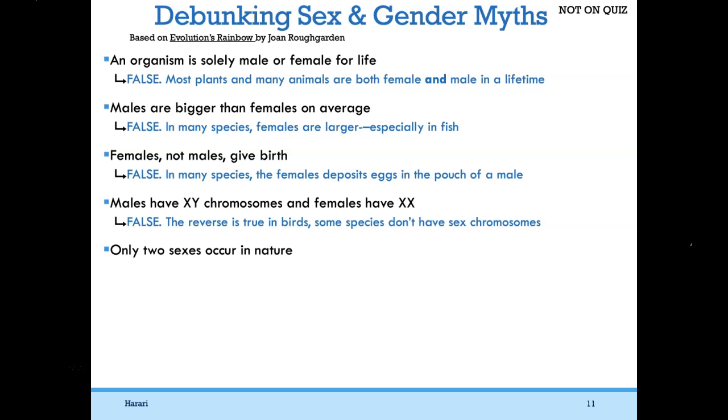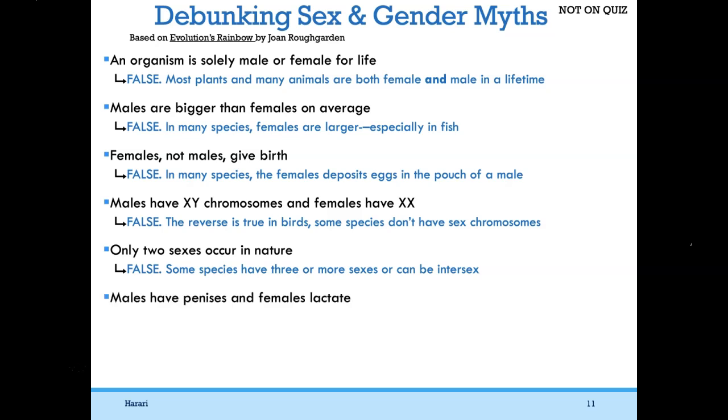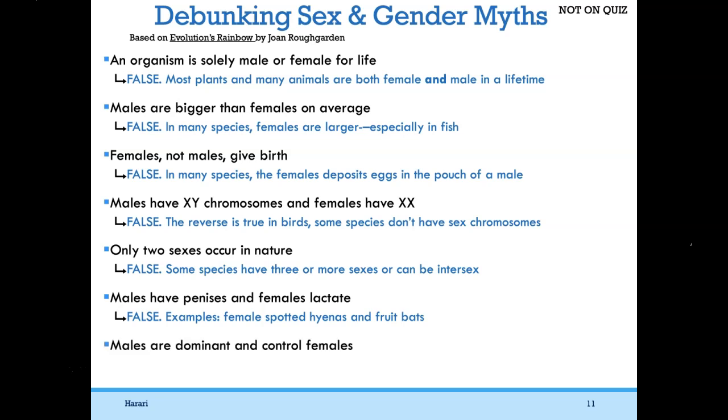Only two sexes occur in nature. That is very false, right? Some can have 3 or more sexes or can be intersex. Males have penises and females lactate. That's also false. For example, female spotted hyenas have a penis, and male fruit bats actually lactate. And males are dominant and control females. This is also very false. In many species, females control males and avoid dominant males, and dominant males are selected against.